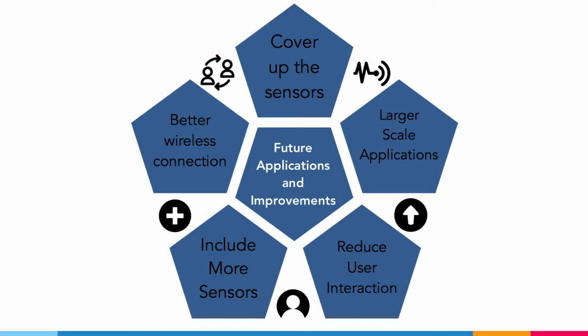Next, we also want to include more sensors. So in addition to the main sensors that we touched on before, we want to include touch and noise sensors to increase accessibility and energy efficiency. And lastly, we also want better wireless connection to have a faster relay of data across larger distances.